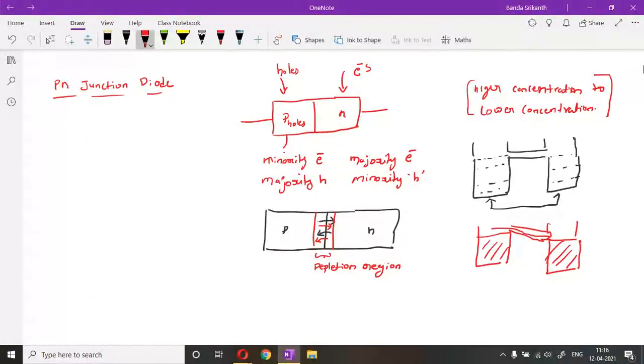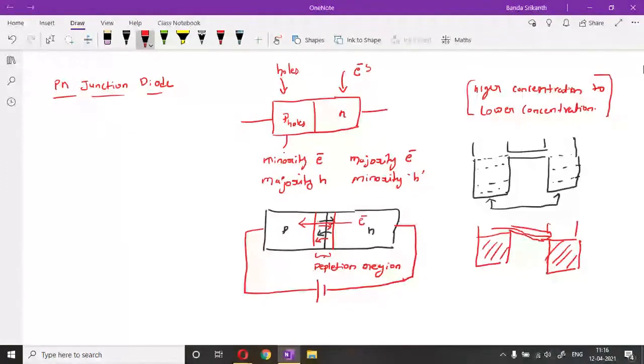But suppose, for example, you want the electrons to flow from this side to this side, then what do we have to do? We have to apply some voltage across the P and N junction, that is the forward bias junction.